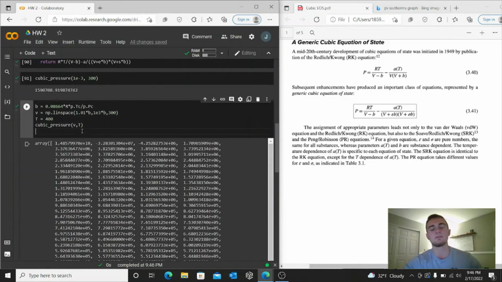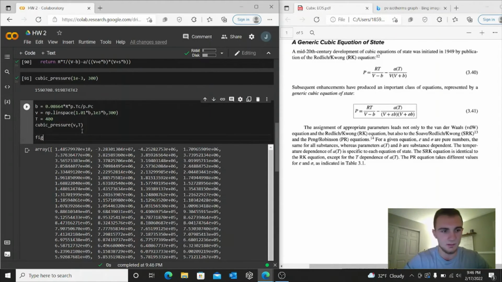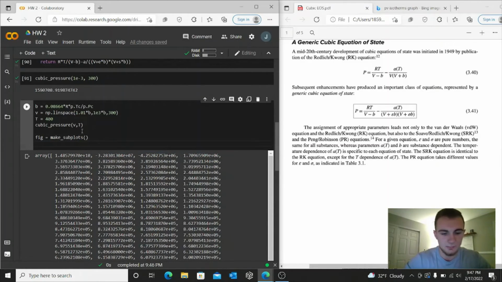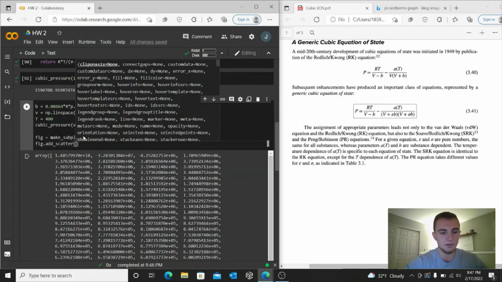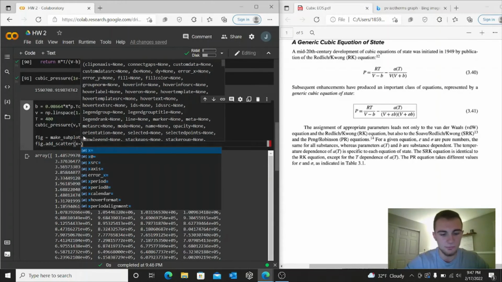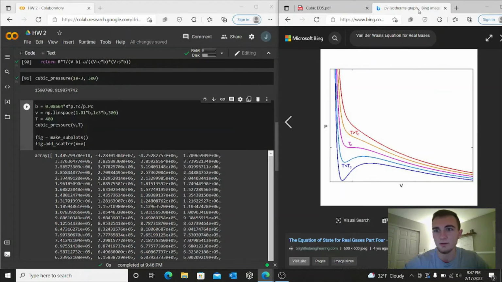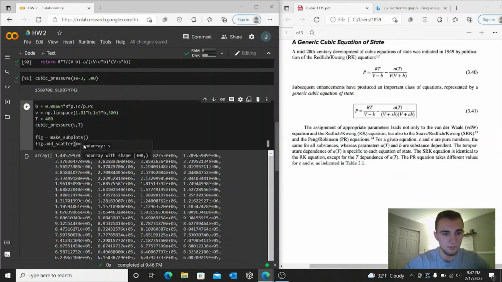Let's go ahead and throw up a graph of this just so we can see what we're working with here. So if we do fig equals make subplots, okay, and we add a scatter plot. So fig.add_scatter, and our x-axis here will be equal to, again, our specific volume. If we look here at our pressure versus specific volume graph with isothermal curves, our x-axis is specific volume and our y-axis is pressure.